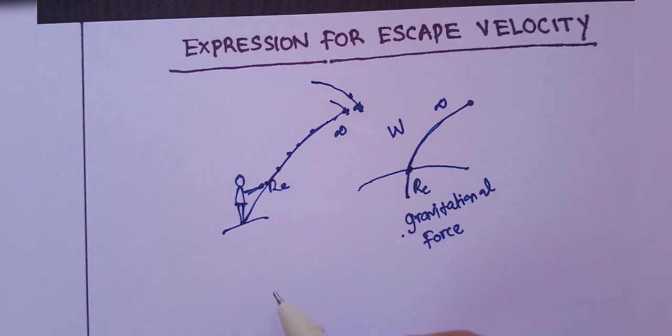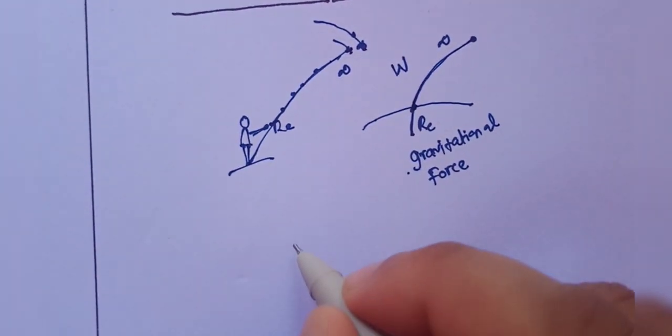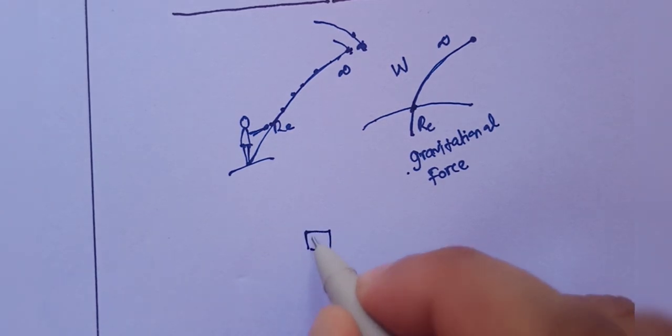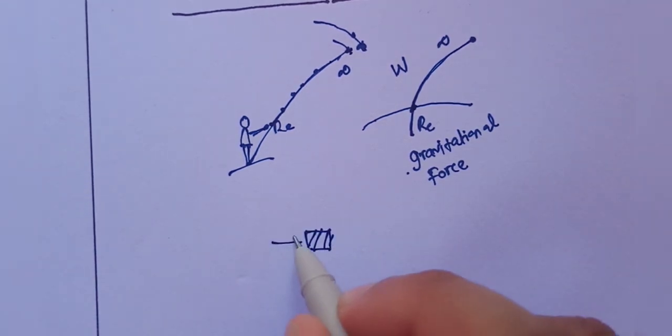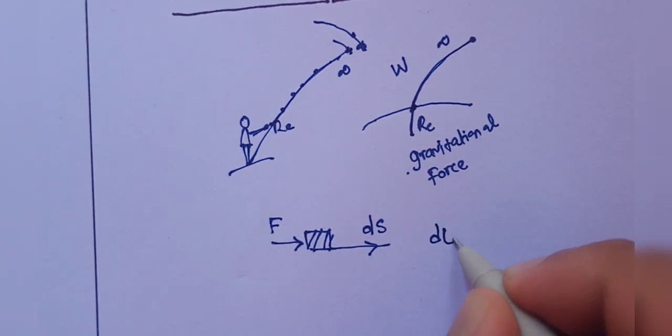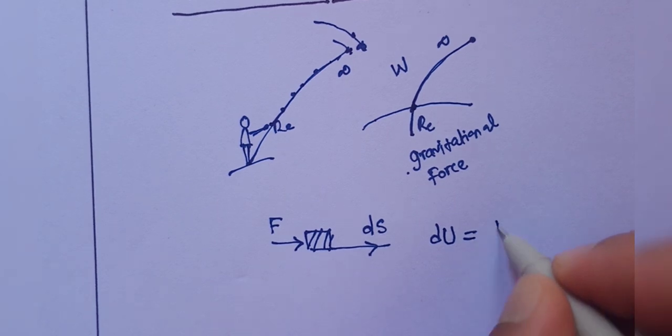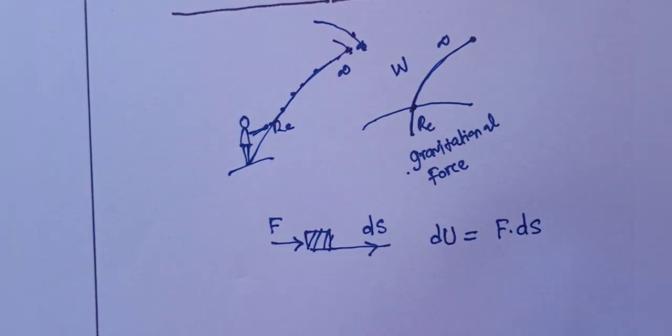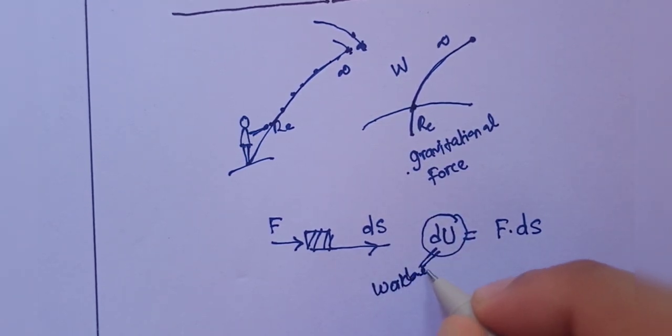So in your basic elementary school, you have studied that if you have a block or something, and you are exerting some force, and it moves a small distance, maybe ds, then the energy which is exerted can be represented by dU, which is equal to F dot ds. So this dU is actually your energy, which is also equal to work done. Work done is equal to force times distance, ds.